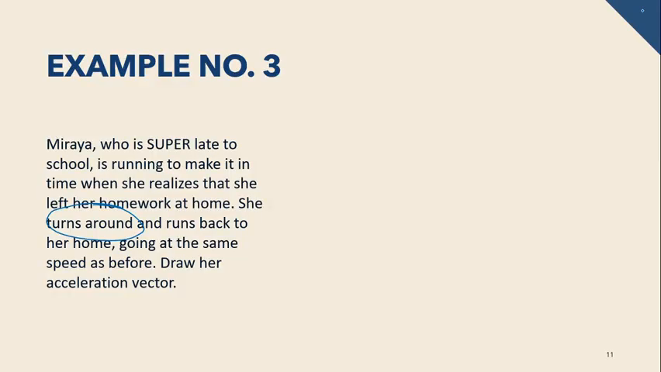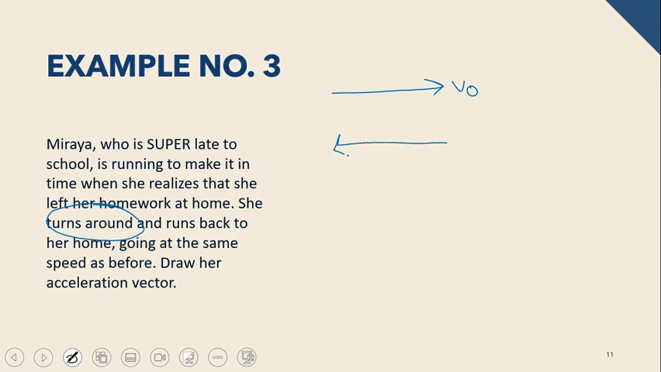Okay, so let's apply that to Mariah here. We know that she first starts with a positive velocity. We'll label that V initial, V0. And then she slows down, comes to a rest, and then goes back in the negative direction, but she ends up at the same speed. So her VF is going to be equal in magnitude to her V0.